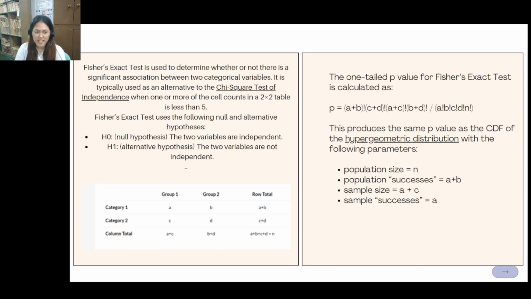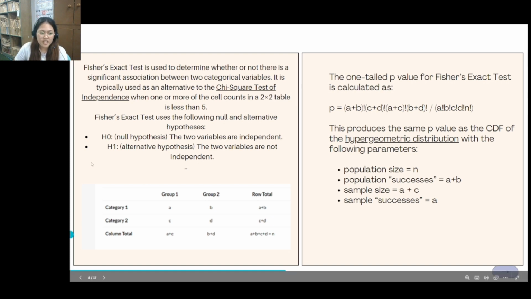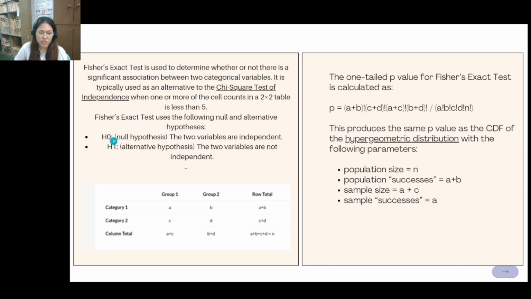So, Fisher's exact test uses the following null and alternative hypothesis. So, this is H sub 0, which is the null hypothesis: the two variables are independent. H sub 1 or H sub A is the alternative hypothesis, so the two variables are not independent.